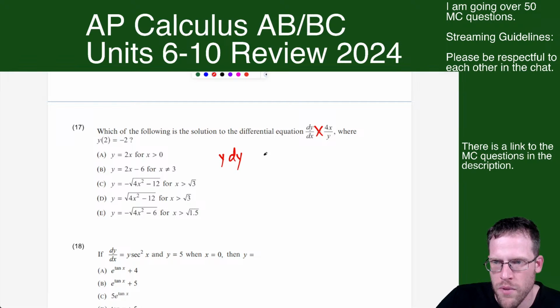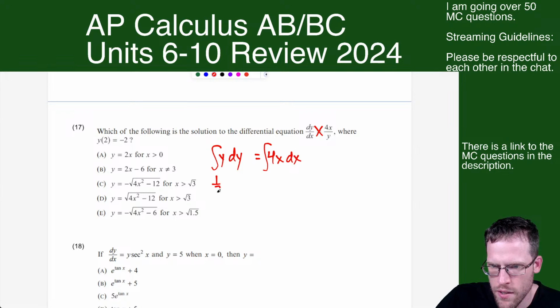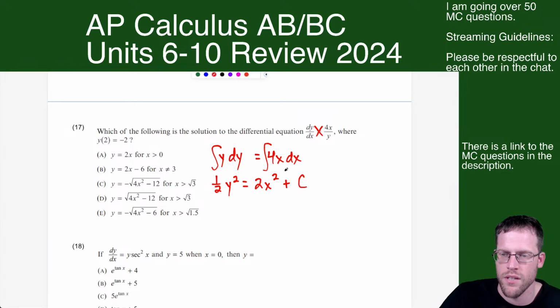So I'm going to cross multiply here. y dy equals 4x dx. I want to find the solution to this differential equation. So I cross multiply to separate variables, and now I can integrate. The antiderivative of y is 1/2 y squared, and I set this equal to 4x squared divided by 2, which is 2x squared, plus c.